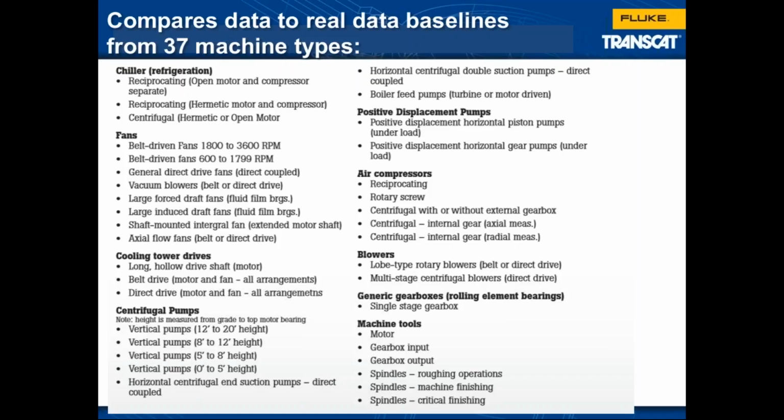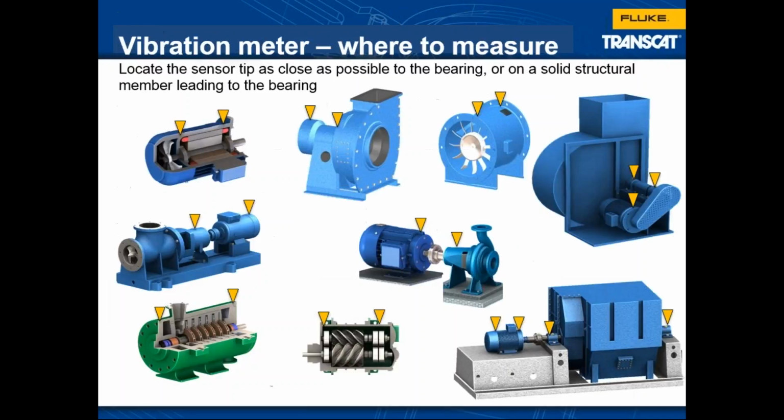How do you take a measurement? Pretty straightforward. You walk up to your machine, you press the point of the vibration meter into the bearing of the machine, typically one on the motor, one on the pump, or on the fan, and take a quick measurement.